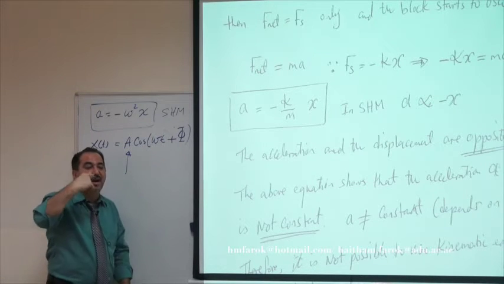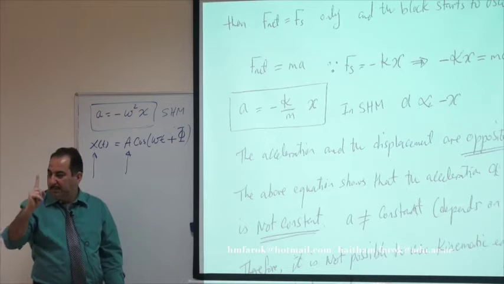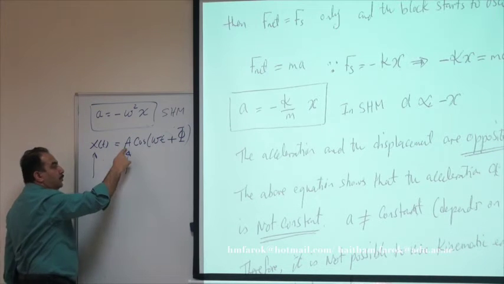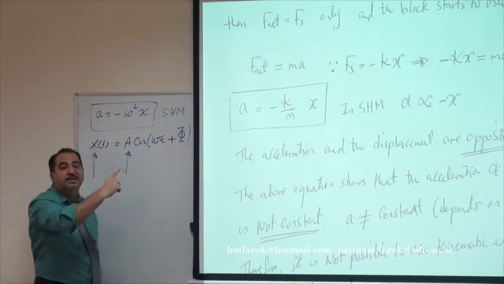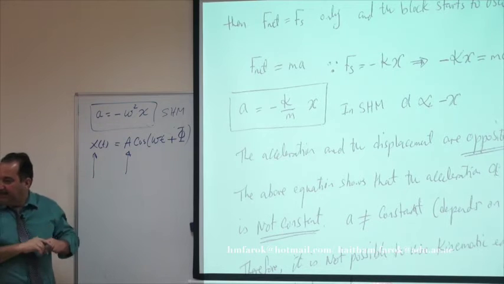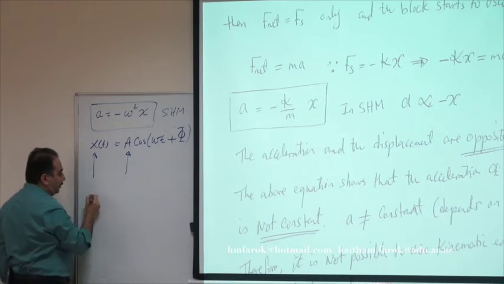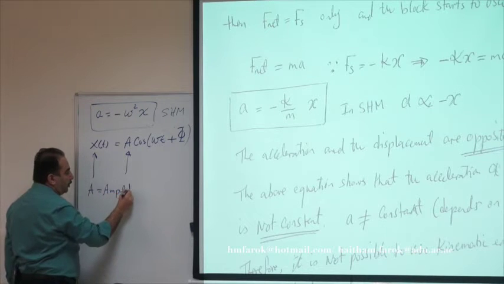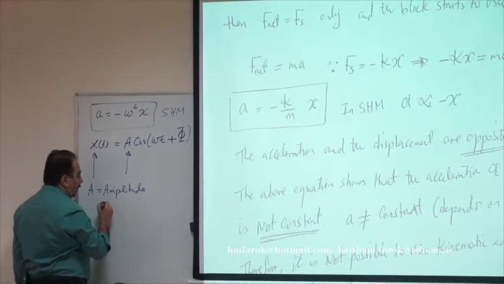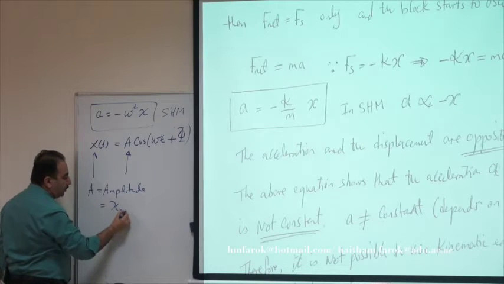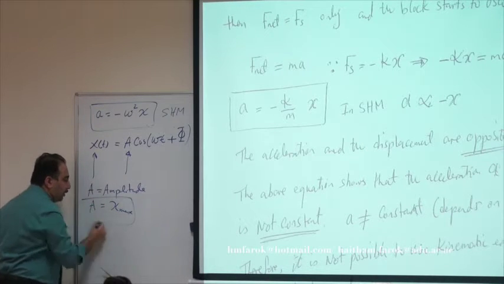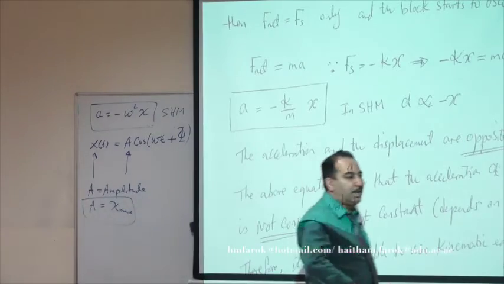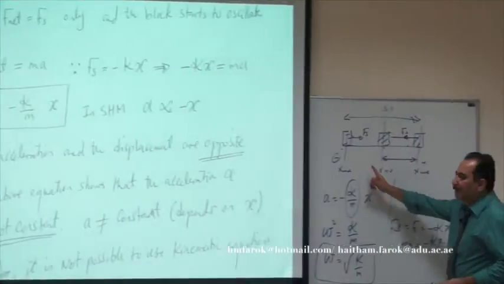What's the maximum cosine? 1. When this is 1, what is x equal to? A. So A is the maximum x value. And A, which is the maximum value, we call it amplitude. And it's equal to x max.